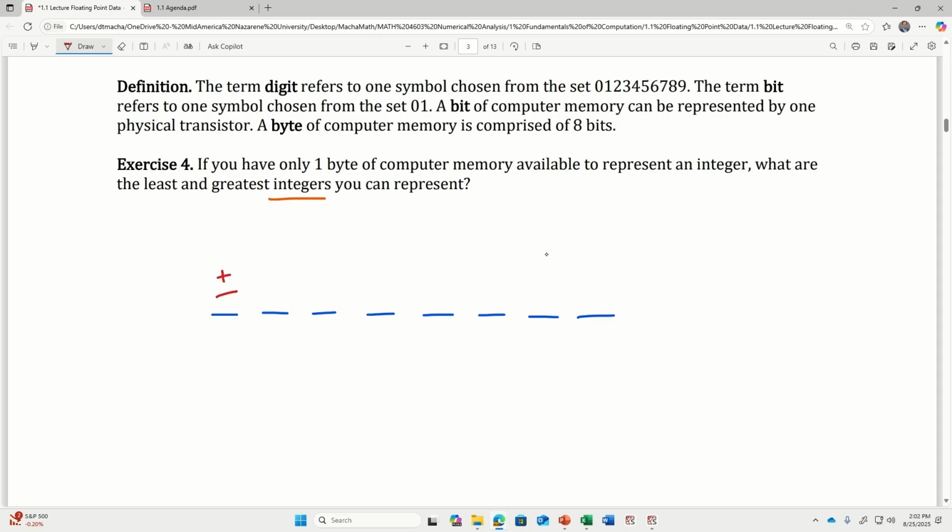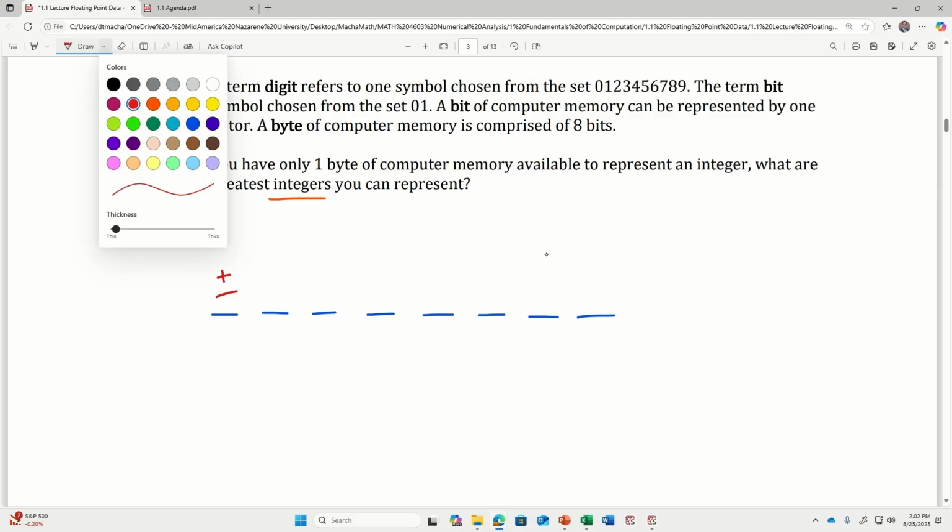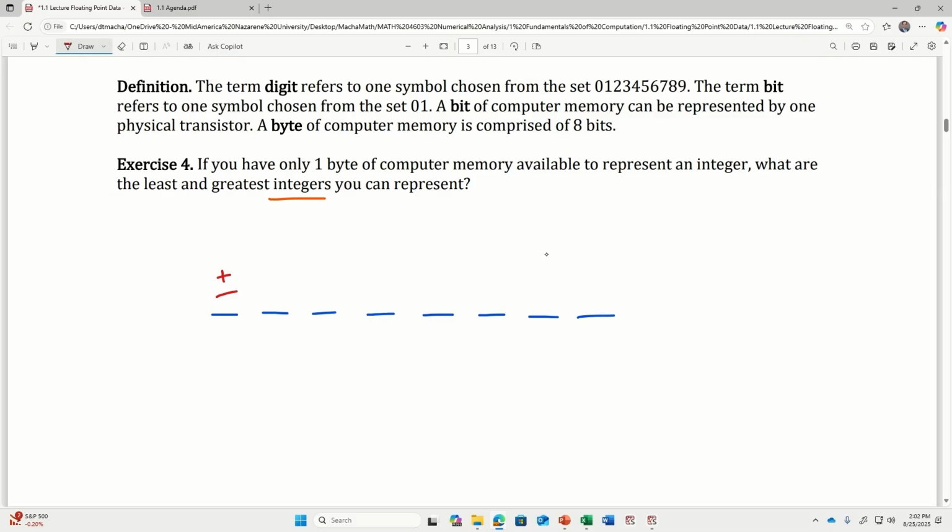One of those, like Colin pointed out, is going to be the plus or minus sign. It's going to be my sign bit. Now, if I want the least and greatest numbers, what should I do to fill the rest of these blanks with? Ones. Yeah. If I put any zeros there, then it's only going to make my number smaller. So we choose all ones and remember what these represent in terms of place value.